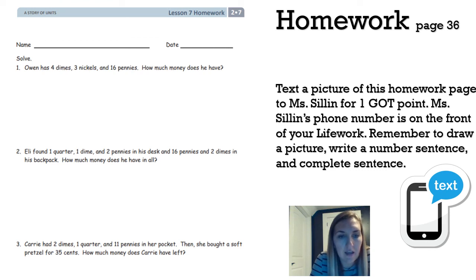Problem 3. Carrie had 2 dimes, 1 quarter, and 11 pennies in her pocket. Then she bought a soft pretzel for 35 cents. How much money does Carrie have left? This is a multi-step problem on number 3. Be careful with that one.